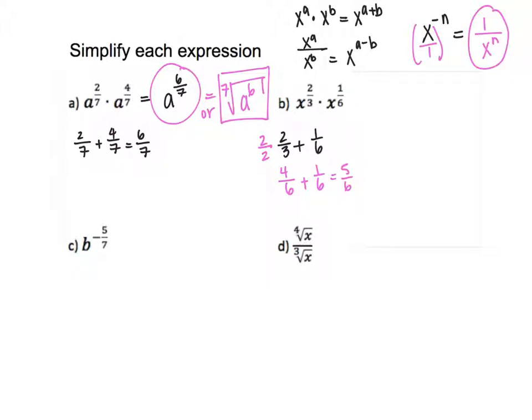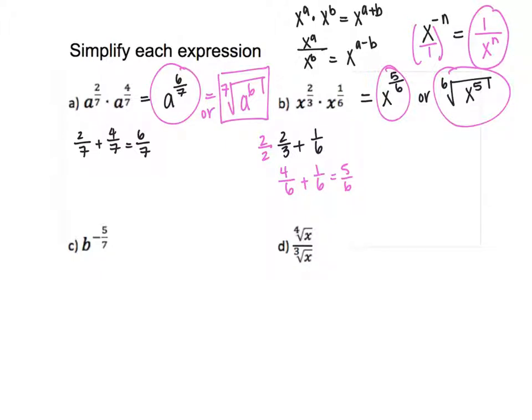So if I multiply these two x's, I get x to the 5/6 power, or you can write this as the square root of, not the square root of x, the cube root to the 5th power, right? Because 5 is in the numerator, 6 is in the denominator. So you can write your answer like this, or you can write your answer like this.